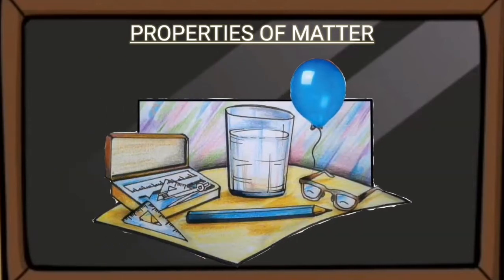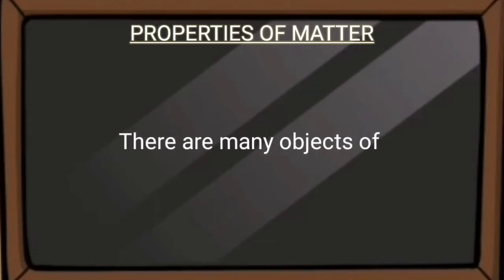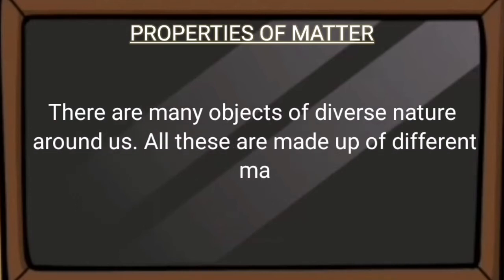Can you see a picture? Okay, what are the objects seen in the picture? There are a pencil, a balloon filled with air, a box, a glass of water, specs. What is the material present in each object? Balloon, solid. Water filled in glass, liquid. Pencil, solid. Specs, solid. Glass, solid. Box, solid.